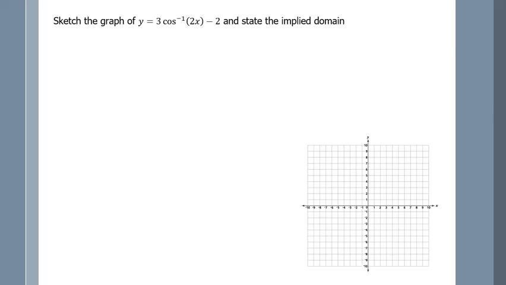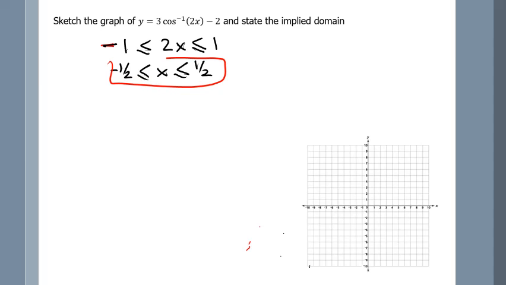Okay, for our graph of 3 cos inverse 2x minus 2, let's have a look first at our domain, our cos inverse graph. The values we use for cos inverse are from -1 is less than or equal to 2x, which is less than or equal to 1. So in this case, we're going to get -1/2 is less than or equal to x, which is less than or equal to 1/2 for our domain. So we've got our domain.